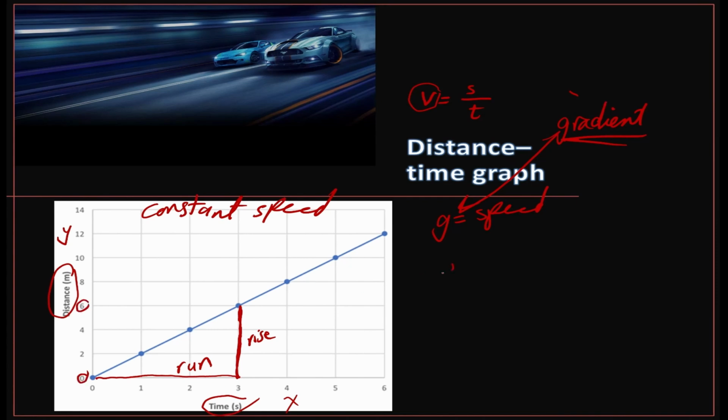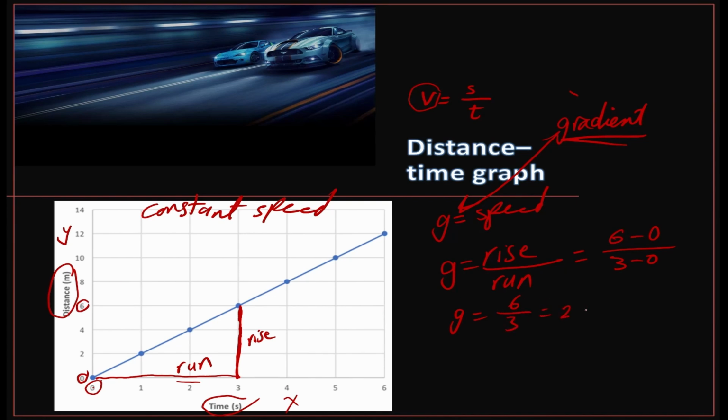The gradient, as you know, equals rise over run. The rise is from 0 to 6, so we get the rise by subtracting these 2 values. Over, the run is from 0 to 3. Look at this, from 0 to 6, this is the rise. From 0 to 3, this is the run. So it is 3 minus 0. Get the final minus the initial here. So the gradient equals 6 over 3 equals 2.